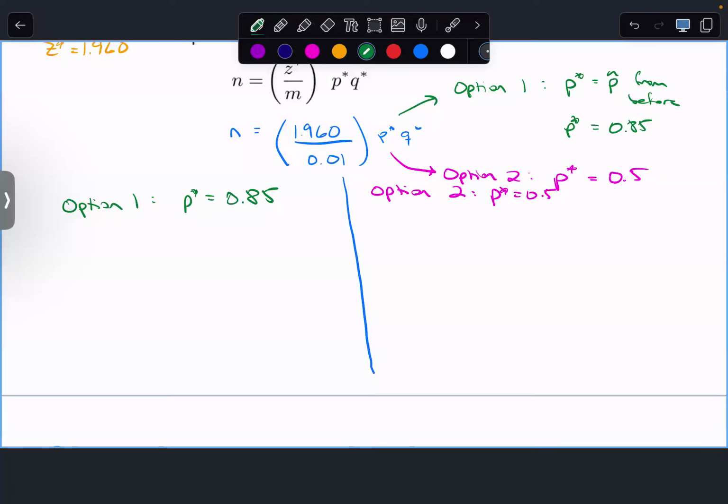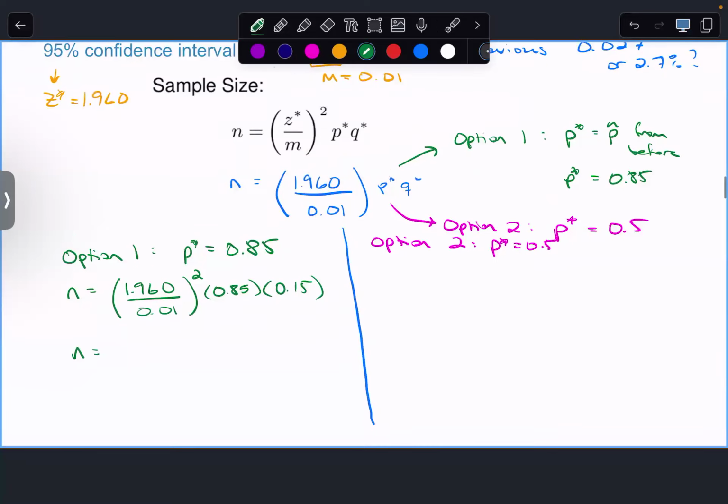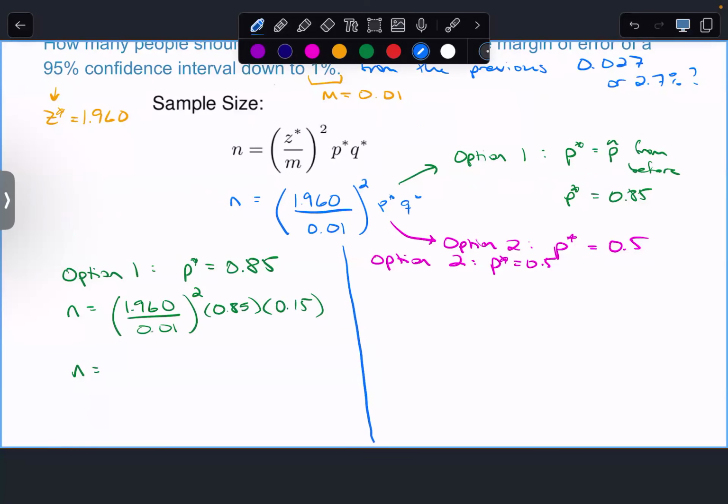If I have n is equal to 1.960 divided by 0.01 times 0.85 times 0.15. Oh, squared. Nice try, Emily. Squared both those, I forgot.